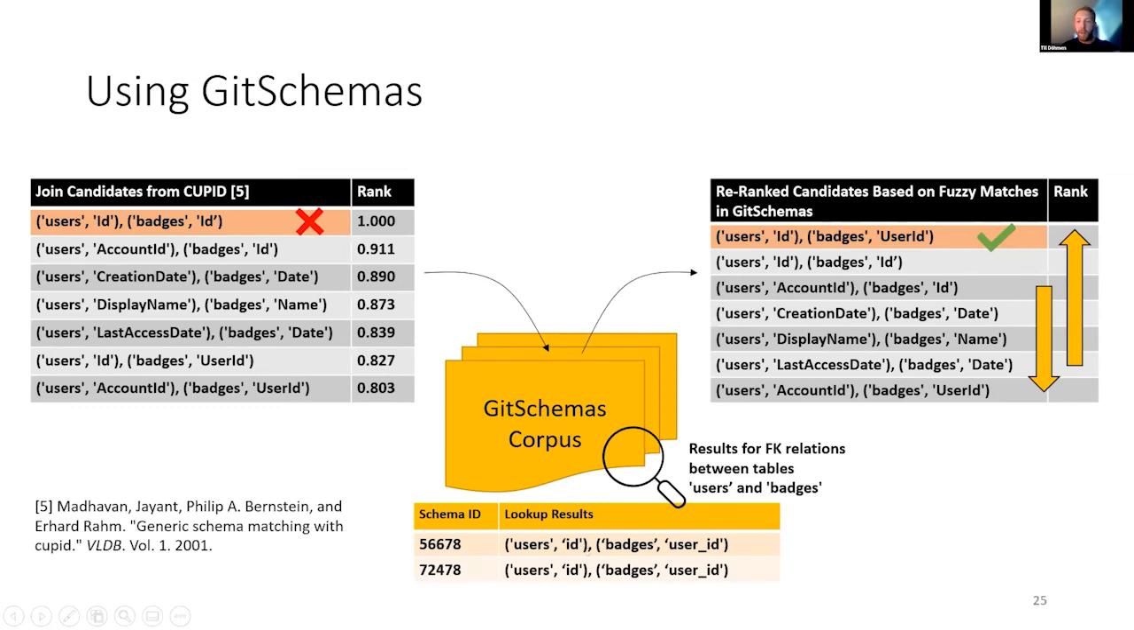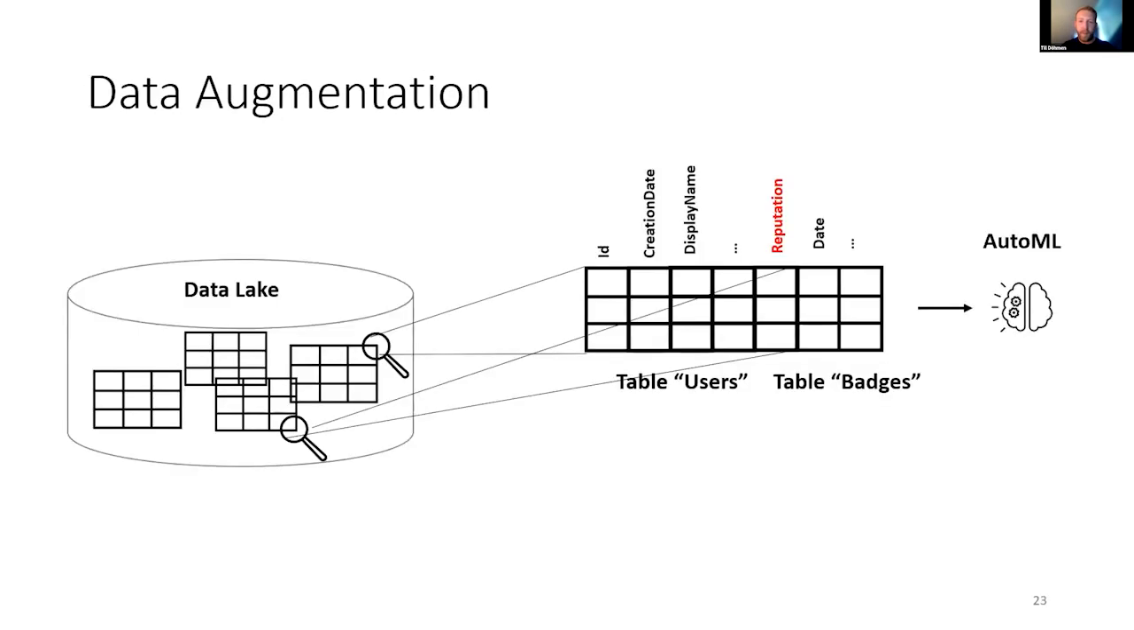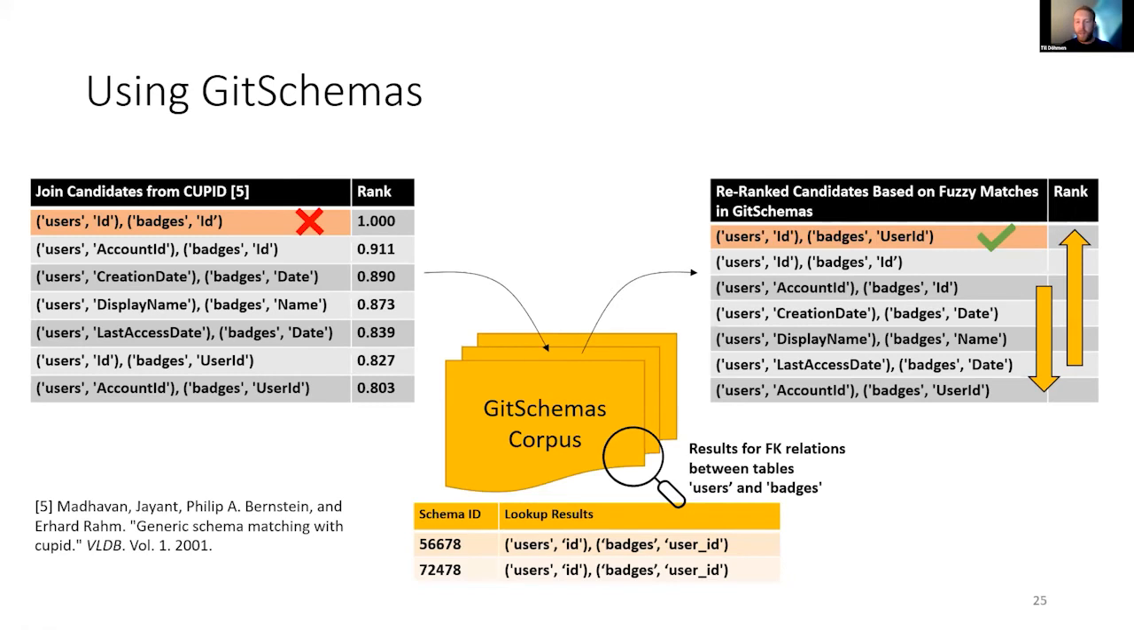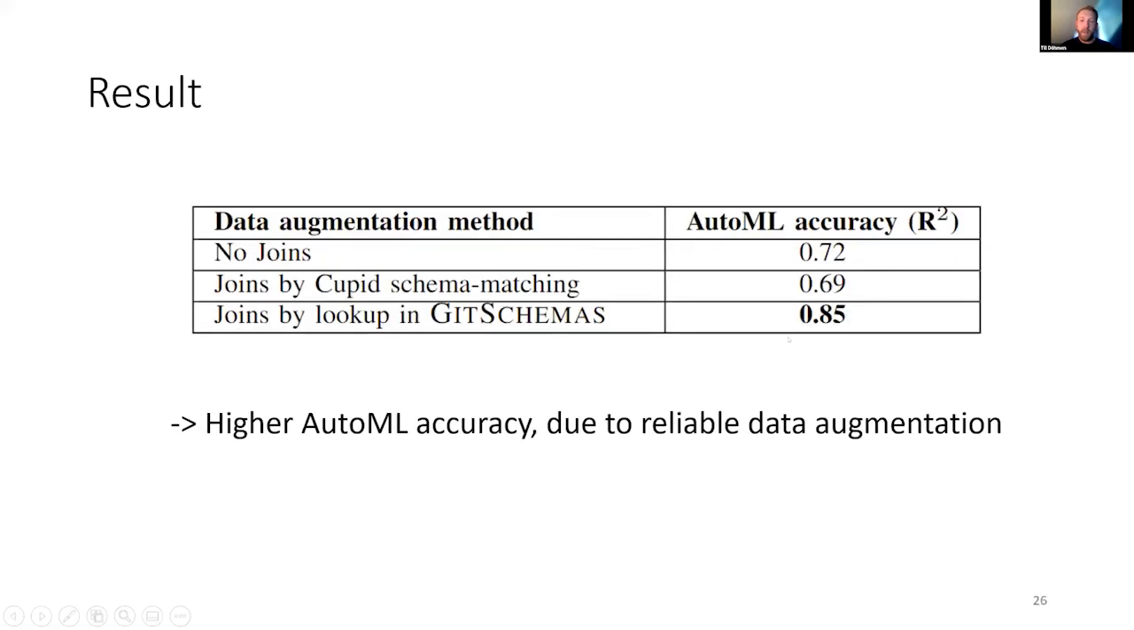And these are not coming from the same data set. We check that, so it's not that our example use case somehow leaked into the GitHub schemas we crawled. These are different schemas, let's say. And so when we use the results we found, and basically re-rank our candidates just based on string distance to the lookup results, then we end up with the correct join being ranked highest, and then our data augmentation works correctly, and we can increase the model's accuracy.